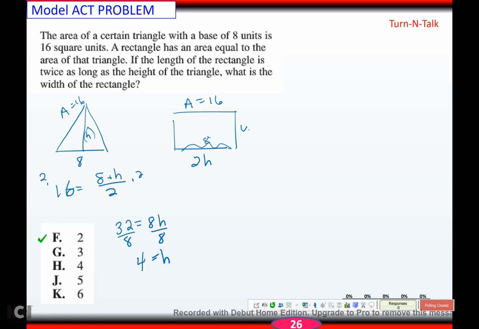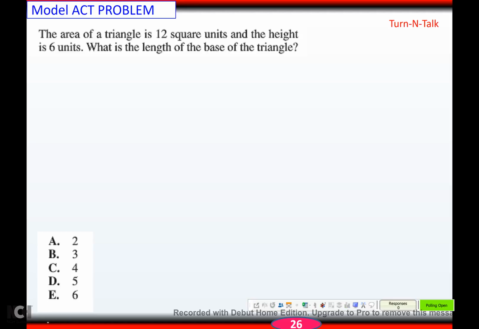So now I know that the area equals length times width in a rectangle. Well, again, my area is 16. My length is 8, w. So to figure out w, I divide by 8, and I get a width of 2. Okay? Try this one. Hit pause. Come back when you're ready.